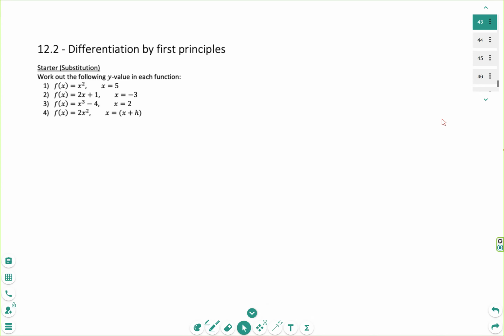Now, before we start, here's a starter question about substitution, because first principle essentially is just a big formula where you need to do a lot of similar substitution. So I'm going to ask you, pause the video, have a go at this substitution question. Questions 1 to 3, your answer will be numerical. But question 4, your answer will be an algebraic expression. Pause the video, have a go at the starter question. When you're ready for the answer, you can press play.